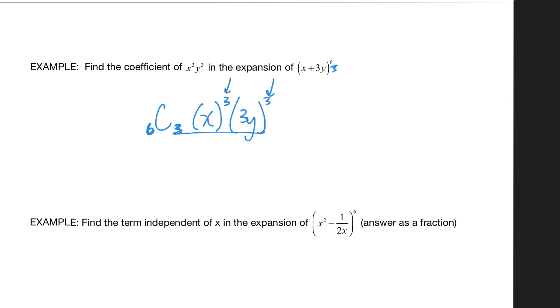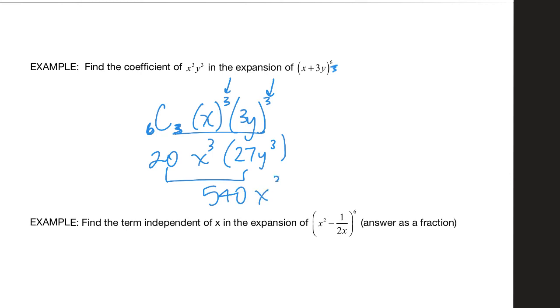So if you do 6c3 in your calculator, you'll get 20, x to the 3rd. And then over here, we end up with 27y to the 3rd. And multiplying those together, you get 540 x to the 3rd, y to the 3rd. This is the answer to that problem.